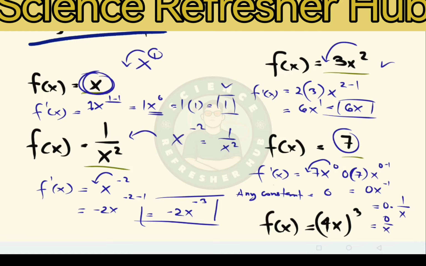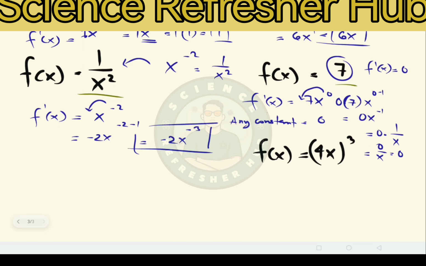So 0 over x. Anything with an x variable, if you divide it by 0, the answer is 0. So the f of x of our constant is 0. Any number, 1 to 9, or any constant number without a variable. So our answer is 0.